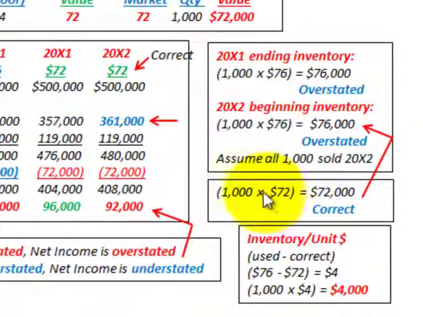Now, when I say this was overstated, our correct amount would have been 1,000 times the $72, our lower of cost or market value, for $72,000. So the correct amount should be $72,000, and we are using $76,000. Looking at it on a per unit basis, we used $76 per unit. The correct amount would have been $72, so the difference is $4 per unit. 1,000 units times $4 gives us $4,000. So you can see we're overstated by $4,000 for our ending inventory on 20x1 and our beginning inventory in 20x2.